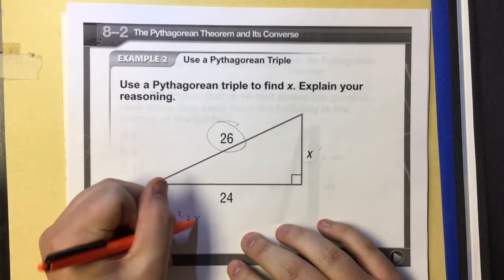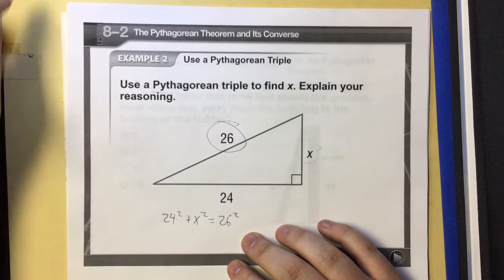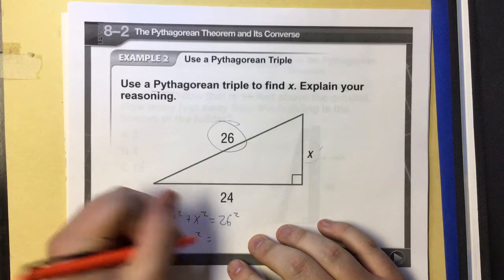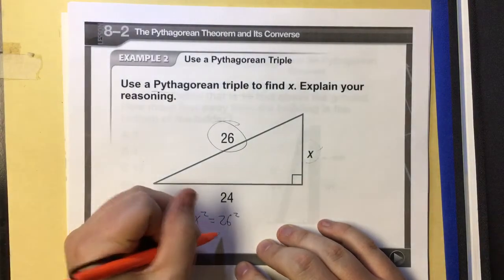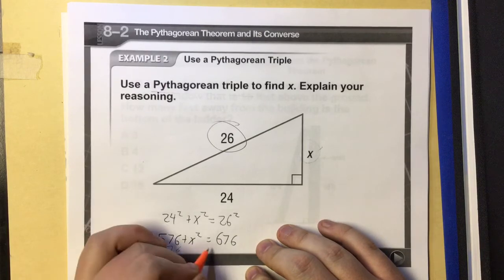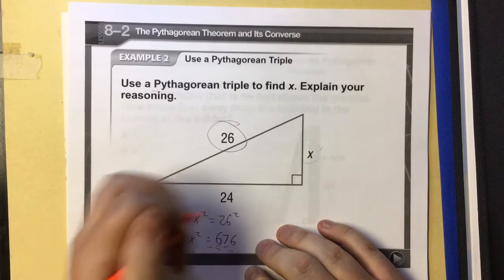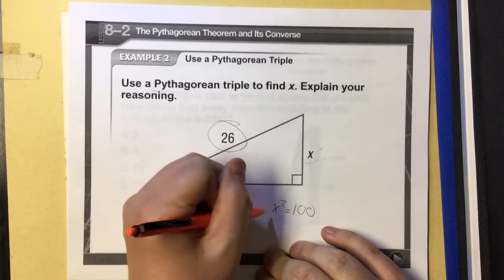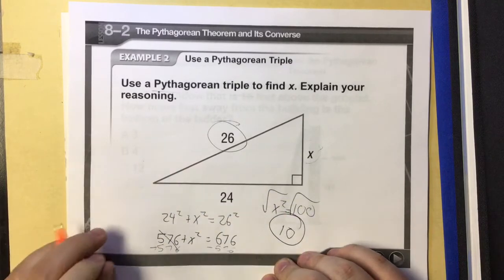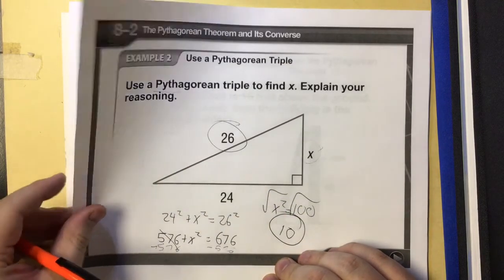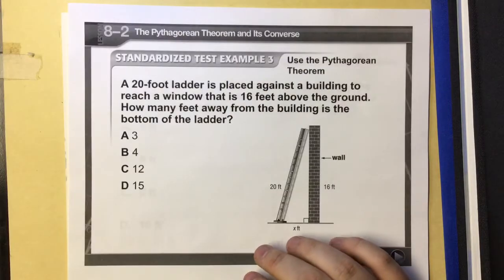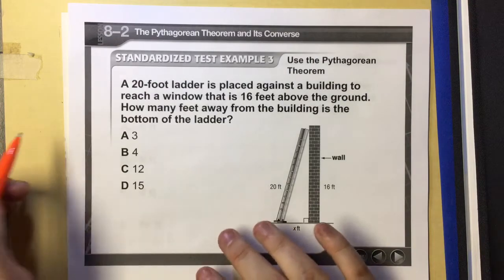So 24 squared plus x squared equals 26 squared. 24 squared is 576. 26 squared is 676. When you subtract that from both sides, you end up with x squared equals 100. And you square root both sides. Square root of 100 is 10, which again, we expected it to not be a decimal or no weird radical because it said it was a Pythagorean triple.